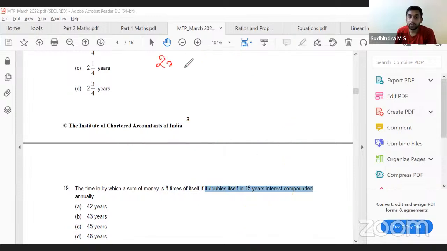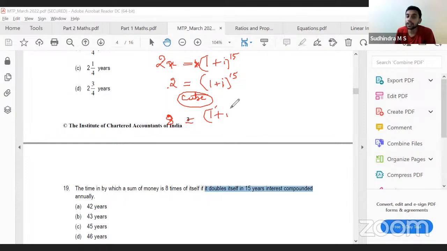So what they have given, 2x is equal to x into (1 plus I) to the power of 15. So x gets knocked off. 2 is equal to (1 plus I) to the power of 15. But what I require is 8x. So to get 8x, I'll cube on both sides. If I cube on both sides, this is 2 cube. 2 cube is 8. That is 8 times the money. 8 times the money can be achieved in 15 into 3, which is 45. So (1 plus I) to the power of 45, which can be achieved in 45 years. Yes, that can also be done.